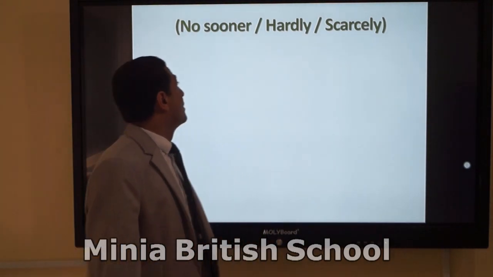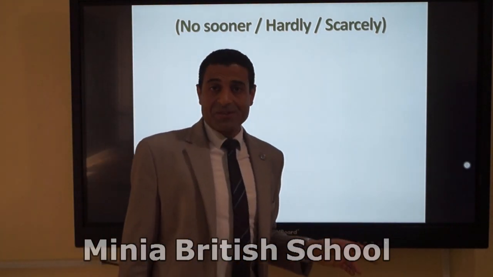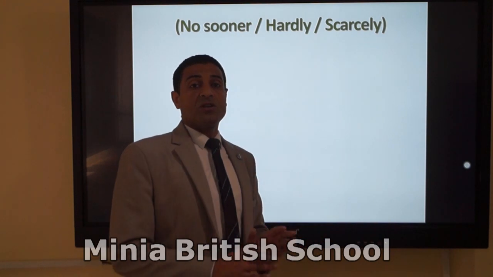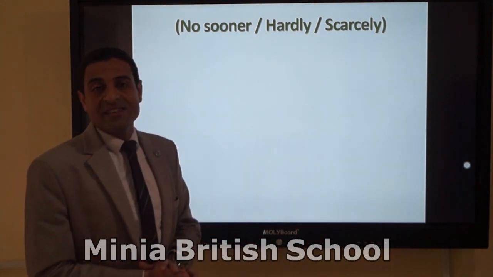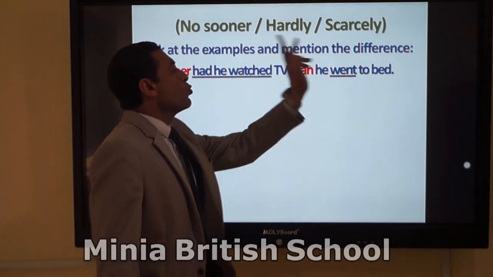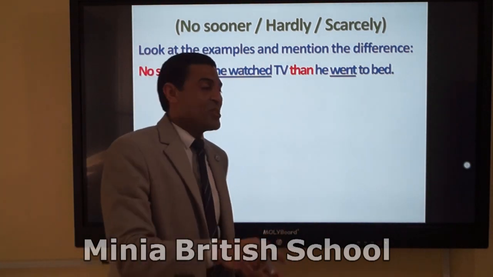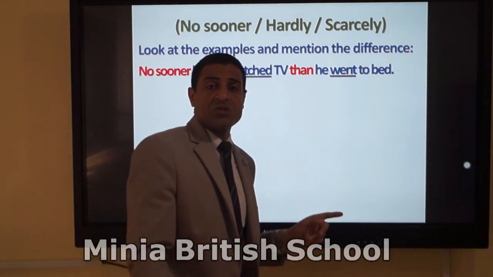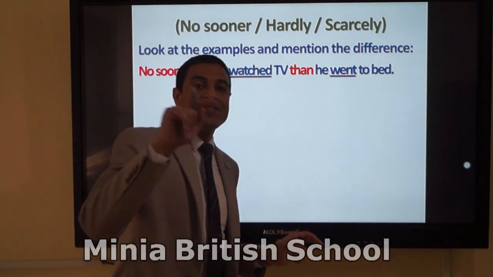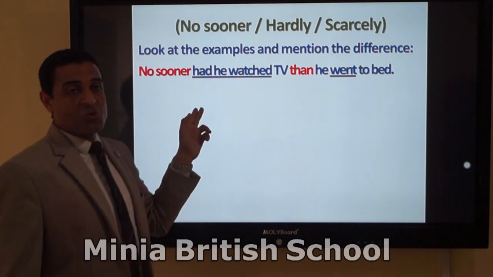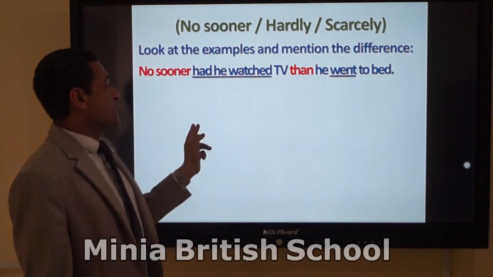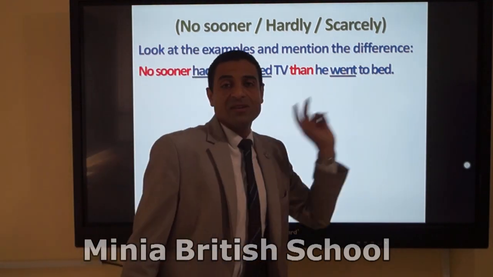Oh, another three words. No sooner, hardly, and scarcely. Be careful of the structure of the sentence in these cases. Look at this sentence. No sooner had he watched it. I didn't say no sooner he had watched it. No, it's incorrect structure. No sooner had he watched it. So here, use no sooner, then had, and then the subject, and then the past participle form of the verb, as you can see. No sooner had he watched TV than he went to bed.